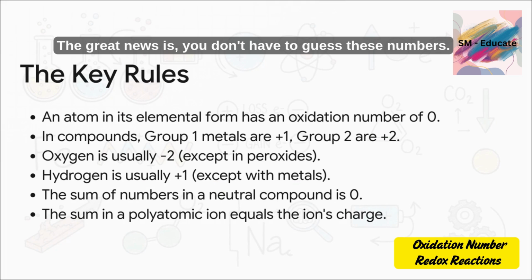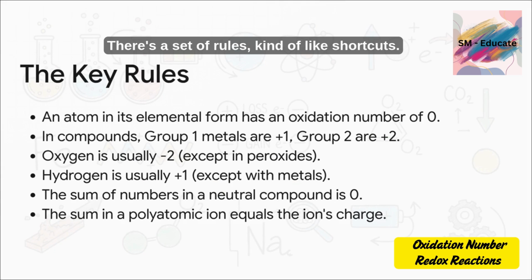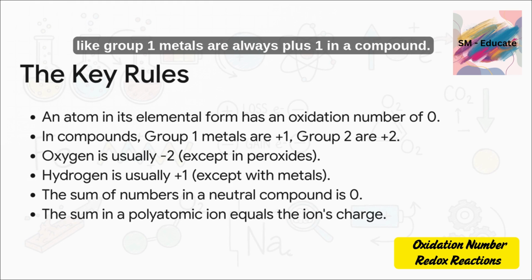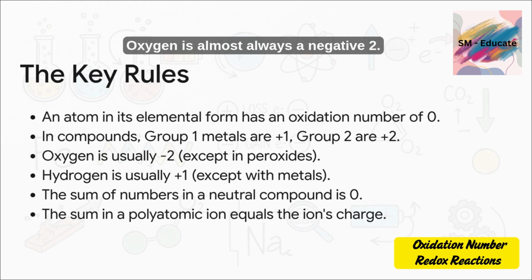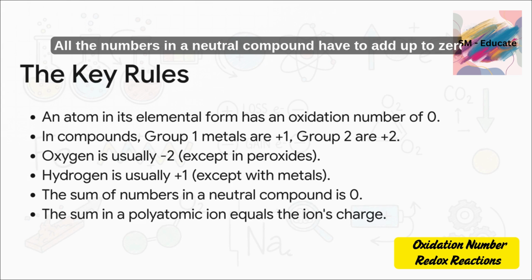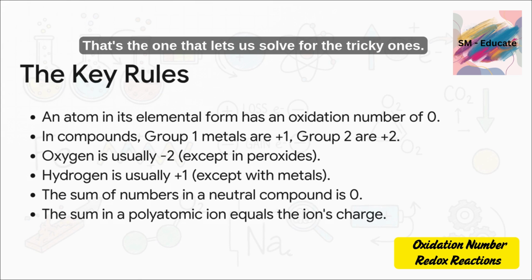The great news is, you don't have to guess these numbers. There's a set of rules, kind of like shortcuts. For instance, any element all by itself, like a chunk of iron or oxygen gas, is always zero. Easy. Some elements are super predictable, like group 1 metals are always +1 in a compound. Oxygen is almost always a -2, and hydrogen is usually a +1. And the most important rule of all: the numbers in a neutral compound have to add up to 0. That's the one that lets us solve for the tricky ones.